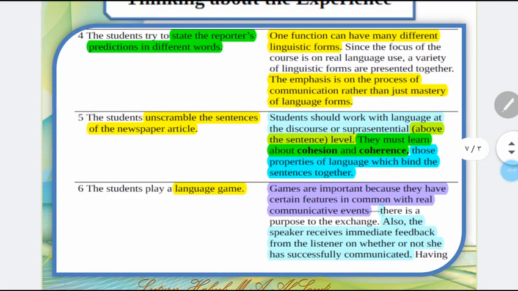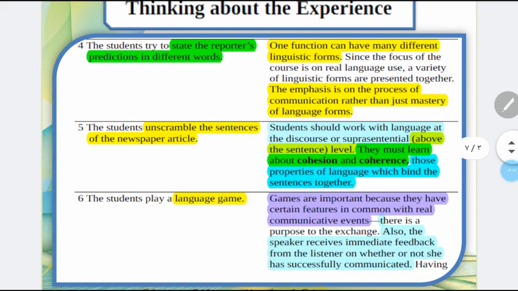The students try to state the reporter's prediction in different words. And here we talk about what? Paraphrasing. The teacher asks them to convey the same meaning with different words. So one function can have many different linguistic forms. The same meaning can be conveyed with different words, with different patterns or forms of the language.